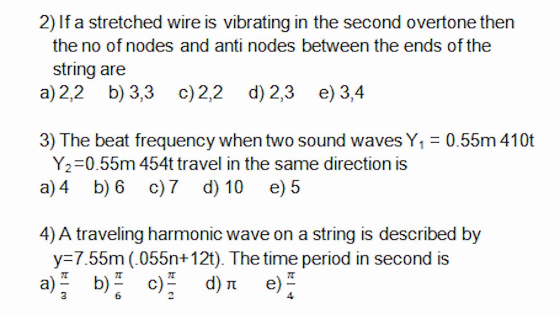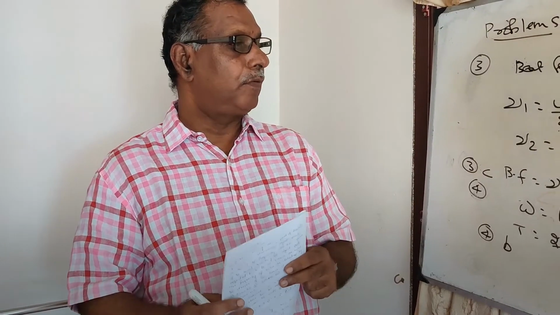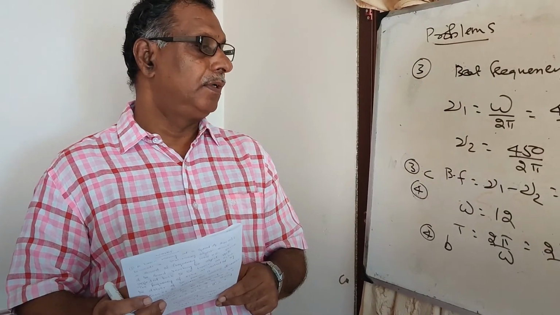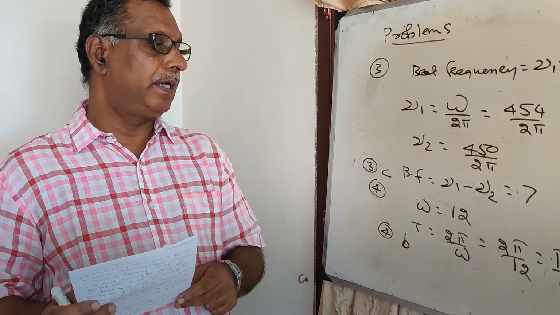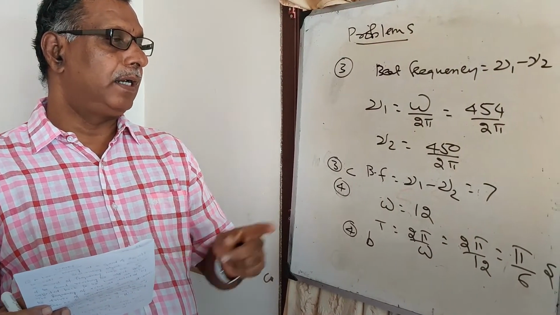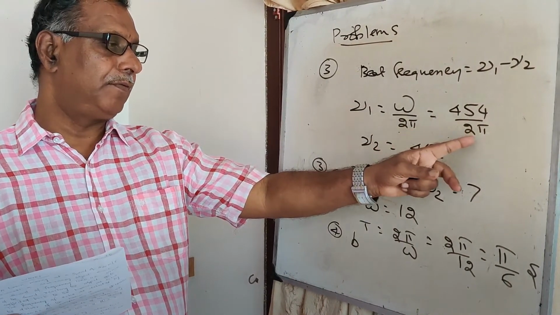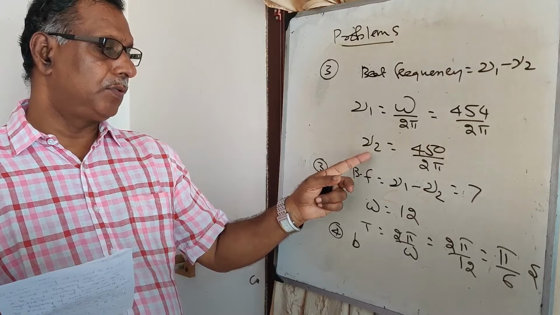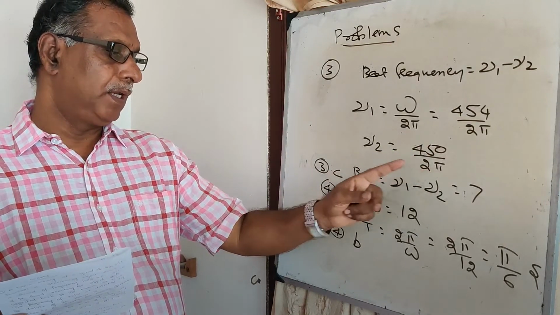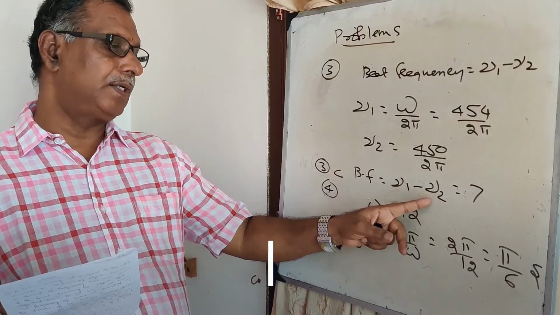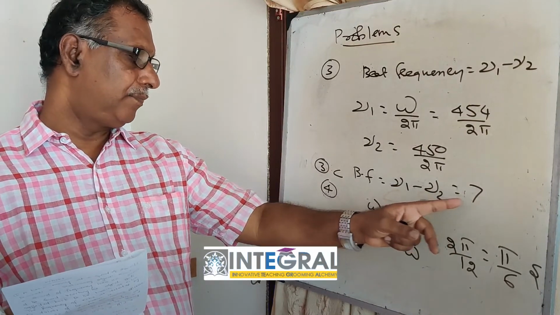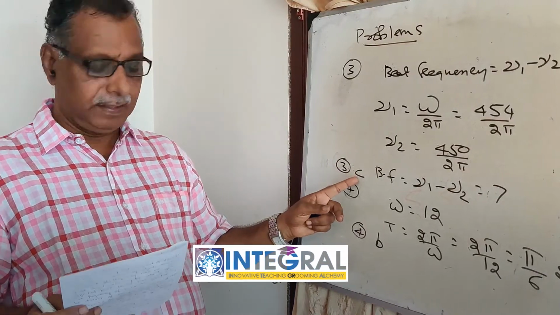Third question: the beat frequency when 2 sound waves y1 equals 0.5 sin 410t and y2 equals 0.5 sin 454t travel in the same direction is? Beat frequency equals the difference in frequency. Frequency nu equals omega divided by 2 pi. Nu1 is 454 divided by 2 pi, and nu2 is 410 divided by 2 pi. Therefore beat frequency equals nu1 minus nu2. We get the answer as 7, which is option C.